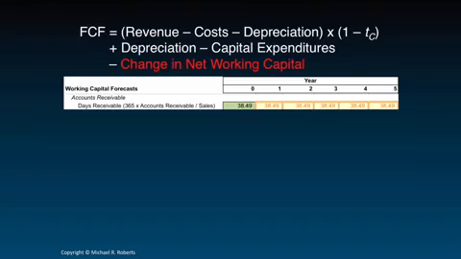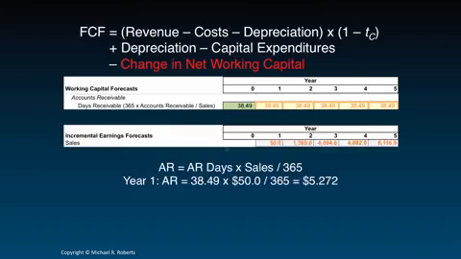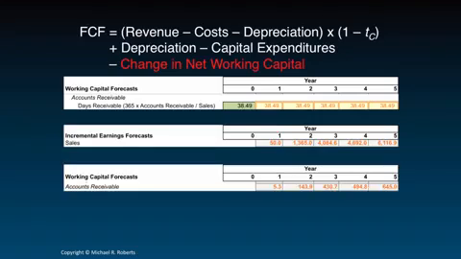Turning to accounts receivable, we've got days receivable assumptions. Those are based on sales, so here's my forecasted sales. When I apply the days receivable to the sales, say for year one, I've got 38.49 days receivable times the $50 million sales forecast divided by 365 days, which gets me a projected accounts receivable of a little over $5.2 million at the end of year one. We continue that process for years 2 through 5, and there's our accounts receivable projections.